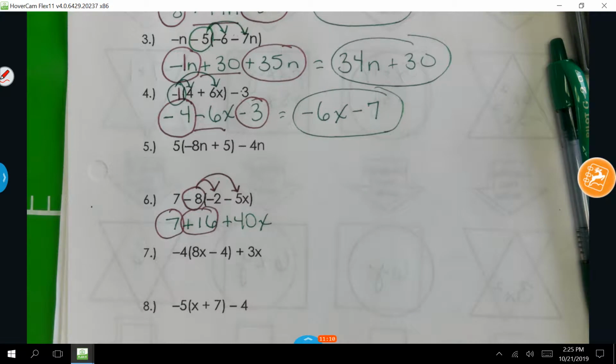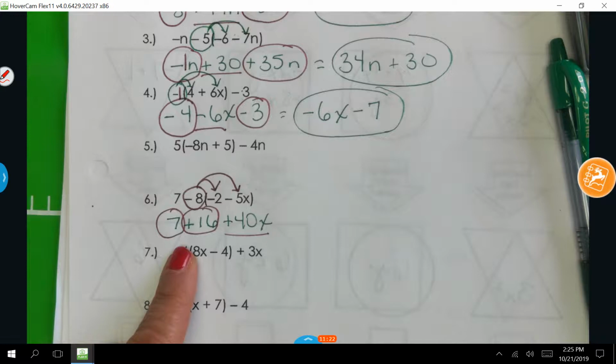Like the constants, the plain old numbers are only allowed to be together, and only that 40 could be with something that has a what? An x. Is there something else with an x? No.